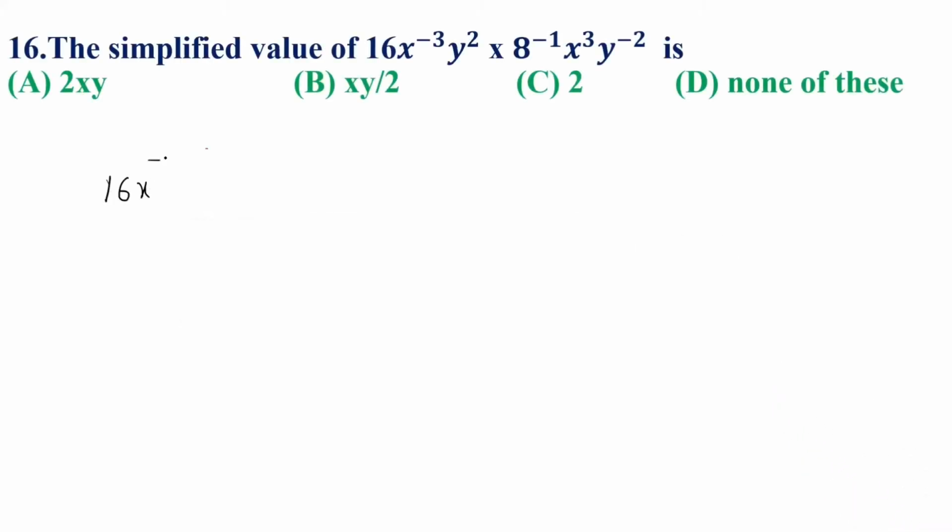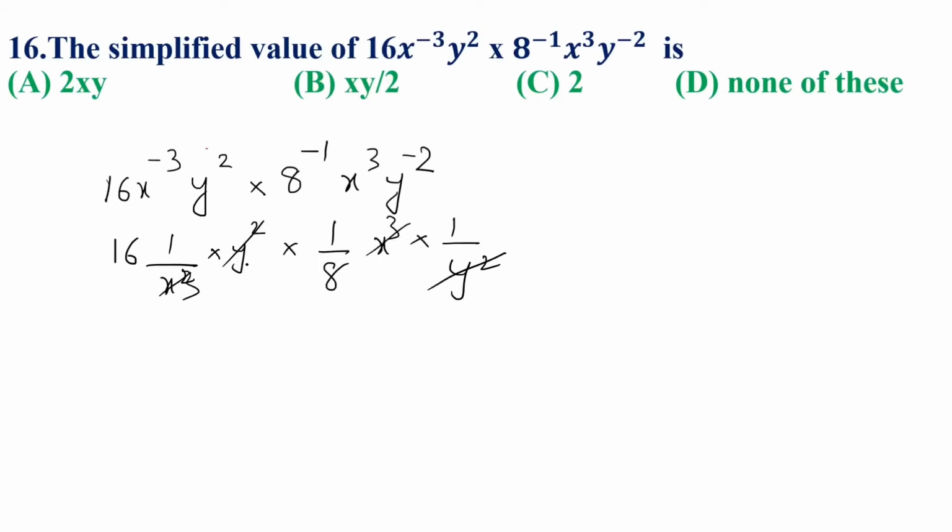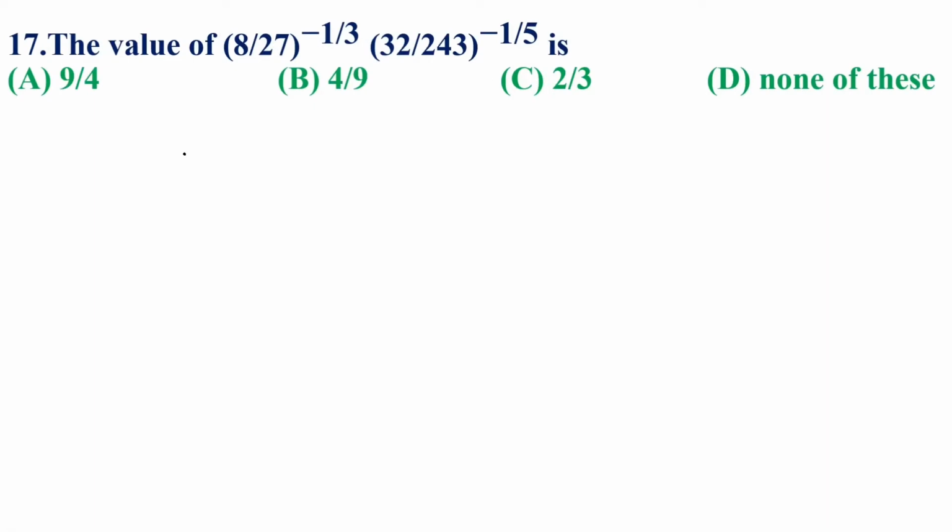16 x to the power of minus 3 y square into 8 to the power of minus 1 x cube y to the power of minus 1. x cube cancel and 8 2s are... So the answer is 2. Option C is the correct answer.